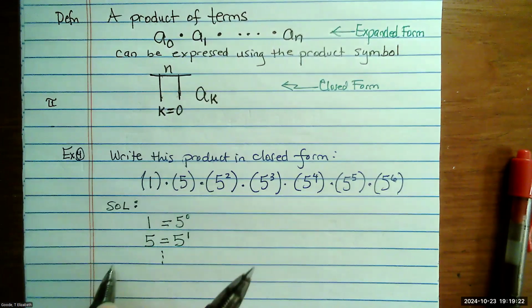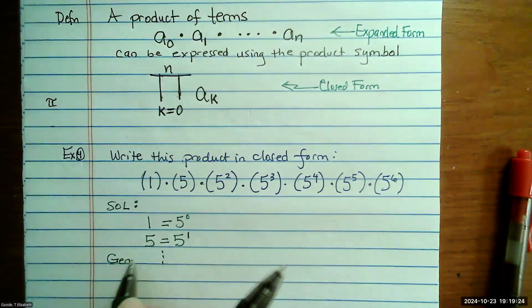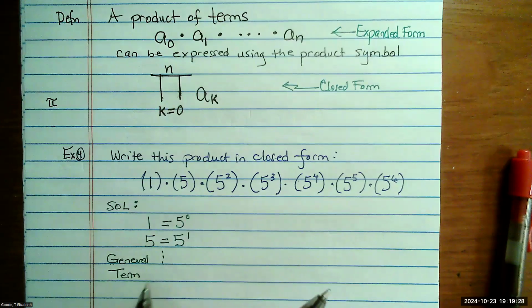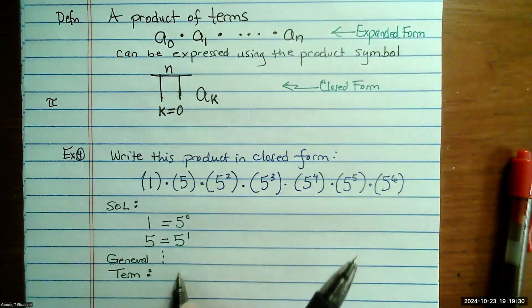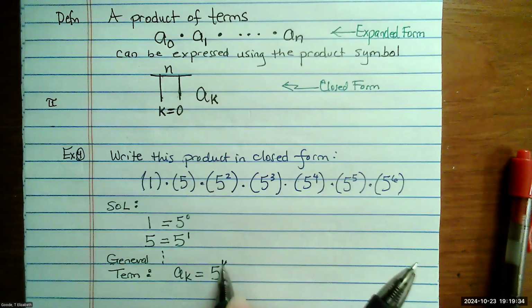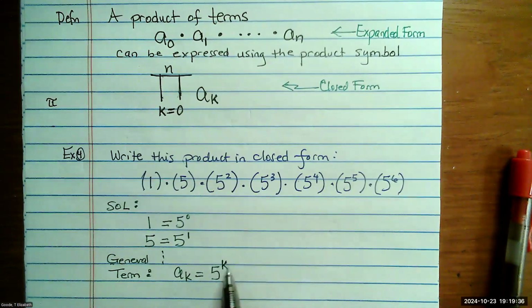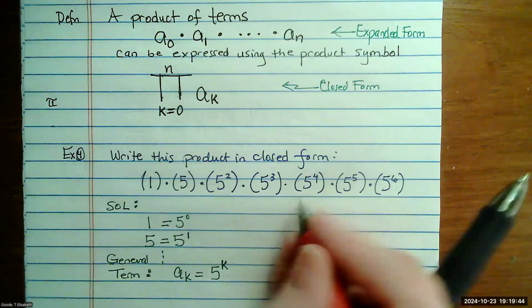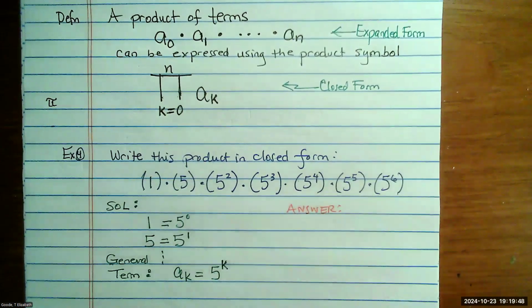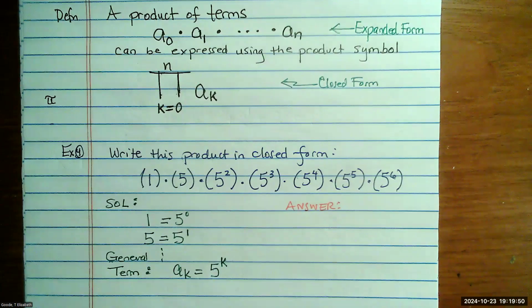So what's the general term going to look like? a_k equals 5k? 5 to the k, yeah. Because when we say 5k, that means 5 times k, but I think you meant 5 to the k, right? Yeah, I'm sure you did. All right, so now we can just go ahead and write our answer because it's that simple. This is a super simple one.